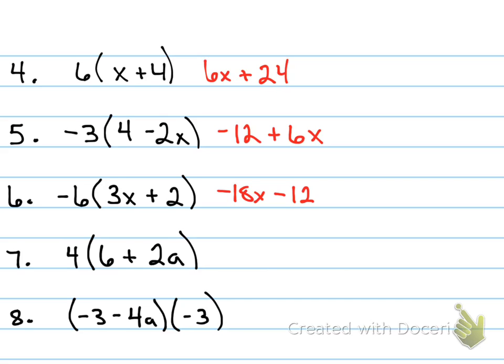That's okay. But if you're going to do plus a negative, make sure you put negative 12 in parentheses to separate the double sign. Number 7, 4 times 6? 24. 4 times 2a? 8a. Since it's positive, that's why it's a plus. Number 8, negative 3 times negative 3? 9. And negative 3 times negative 4a? 12a. You guys did great on that. Any questions on distributive property? So 24 points right there. A quarter of your test is just being able to do distributive property.